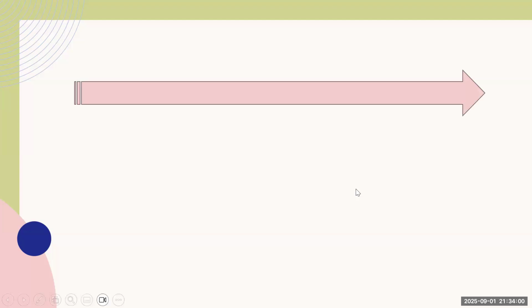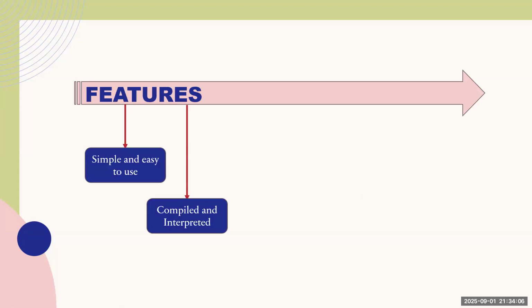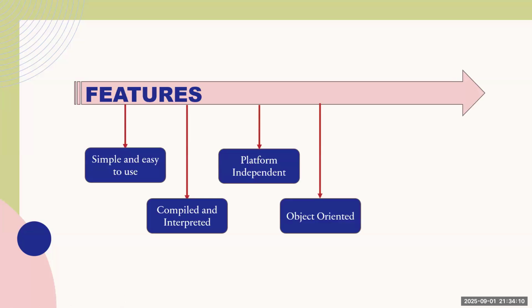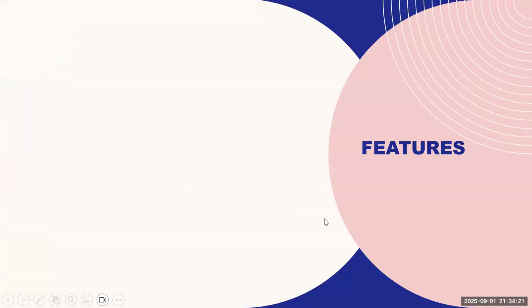So Java's features are: simple and easy to use, then compiled and interpreted, then platform independent, then object oriented, multi-threaded, and then distributed. Let's understand feature by feature, each and every feature.